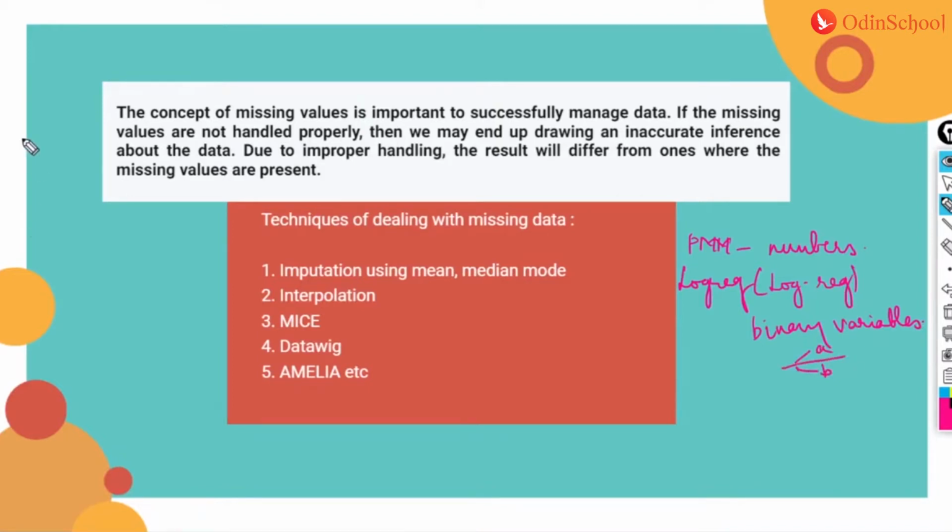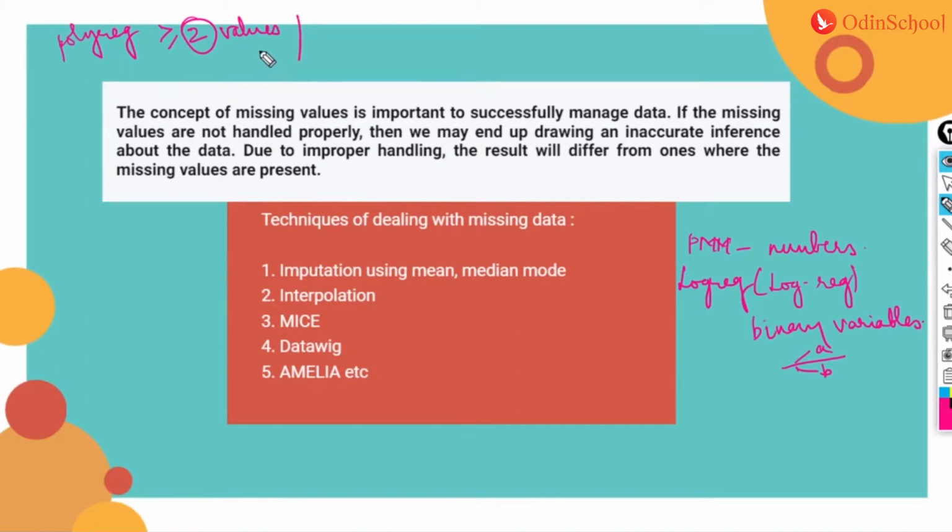The third one that we have is polyreg. When you talk about polyreg, this is for anything which is greater than or equal to 2 values. So these are some of the methods that we use.